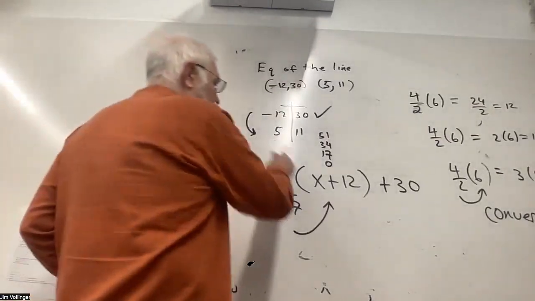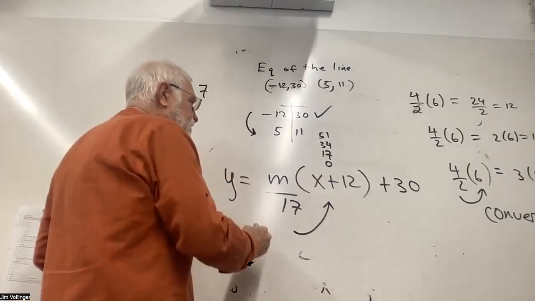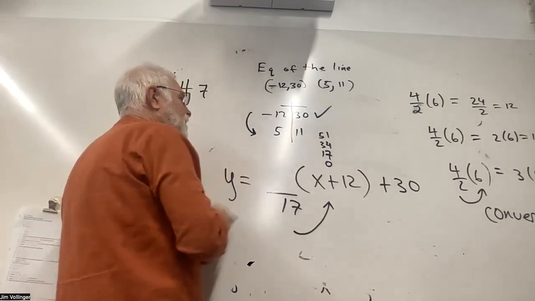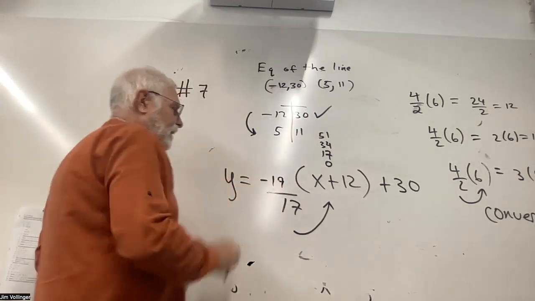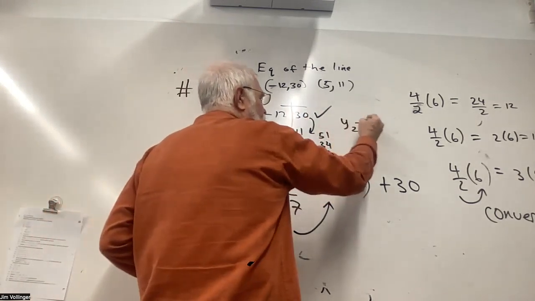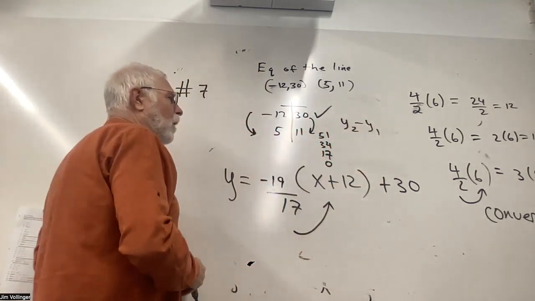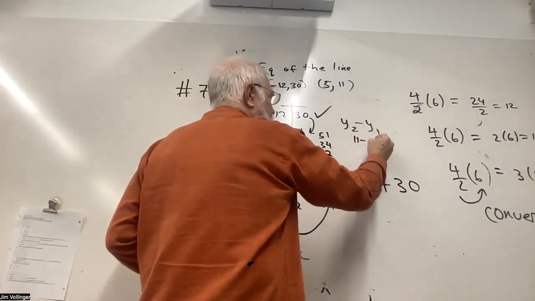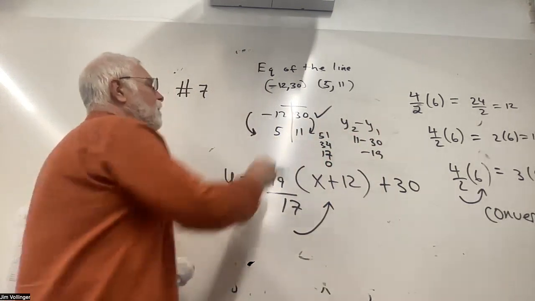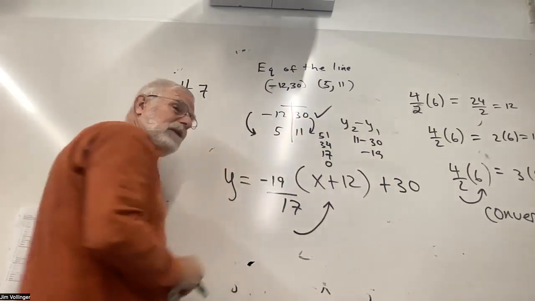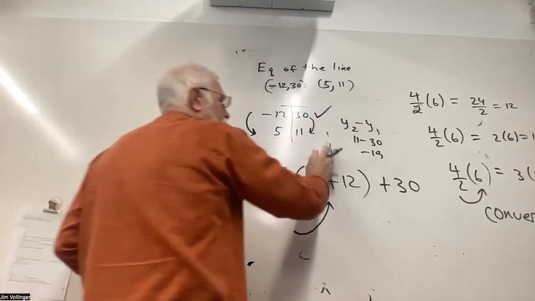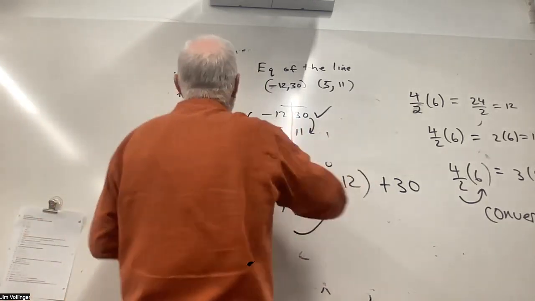So I put a 5 in, the 17's cancel. How do I get from 30 to 11? I go down 19. Doing that, asking how do I get from here to there, is a whole lot easier than y2 minus y1, where I have to do 11 minus 30, which is also minus 19. Nothing wrong with it, but if you ask yourself how do you get from here to there, it's a simpler calculation. All right, that was problem number 7.